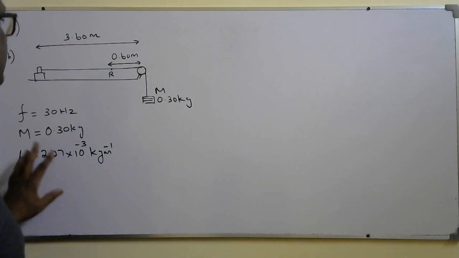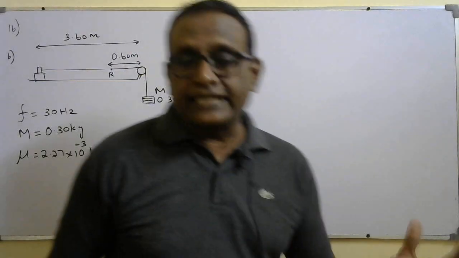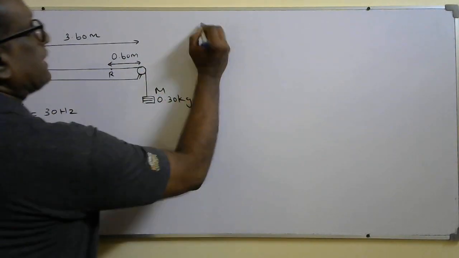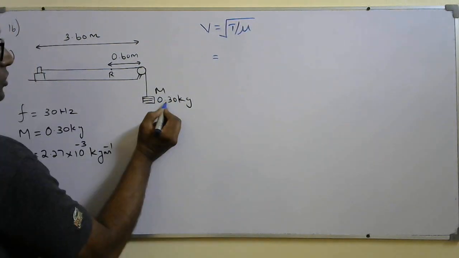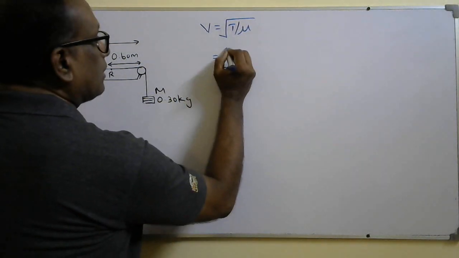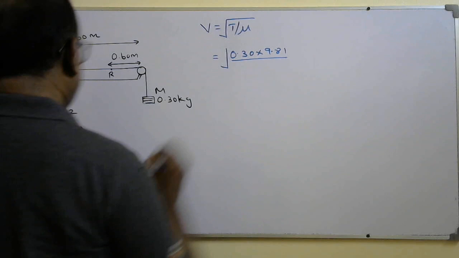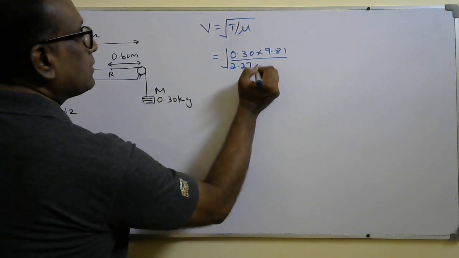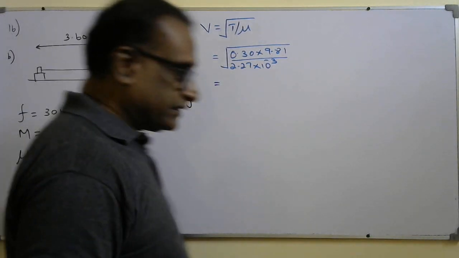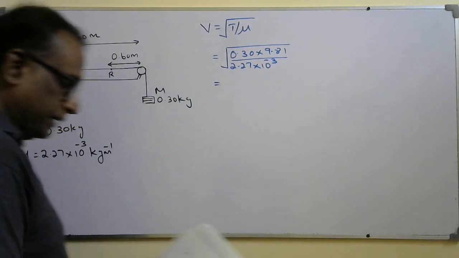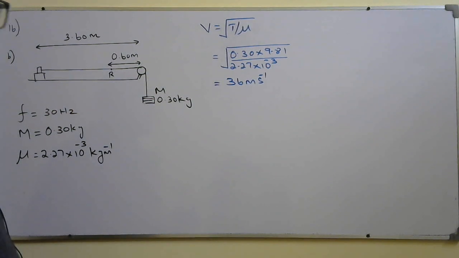Then by using that, I can check whether a node will be formed at R. For that, first I need to find the speed of the traveling wave. The speed of the transverse wave on a stretched string is given by V equal square root of T over mu. T is the tension, due to the 0.30 kilogram, that is 0.30 into 9.81, and the mass per unit length is 2.27 times 10 to the power minus 3. So I get the speed of the transverse wave on the stretched string, equal to 36 meter per second.